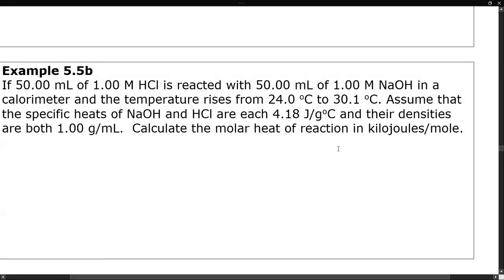Now in this particular problem, we're going to use the calorimeter cup we already calibrated. Notice this is part B. So now if we take 50 milliliters of 1 molar HCl and react that with 50 milliliters of 1 molar sodium hydroxide, and that same calorimeter cup rises from 24 degrees Celsius to 30.1, we're going to assume the specific heats are close to that of water, which is 4.18 joules per gram degree Celsius, and that their densities are 1 gram per milliliter, which means 50 milliliters plus 50 milliliters is 100 milliliters. And since the density is 1, we'll say 100 grams of total mass. We're going to calculate the molar heat of reaction in kilojoules per mole.